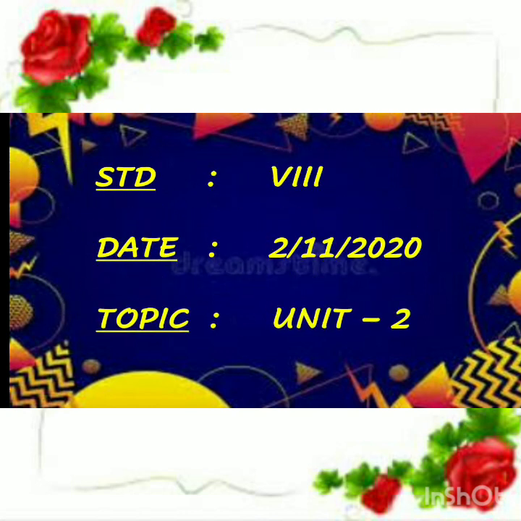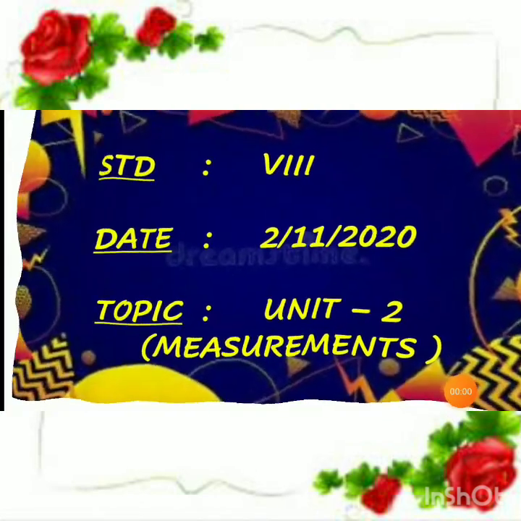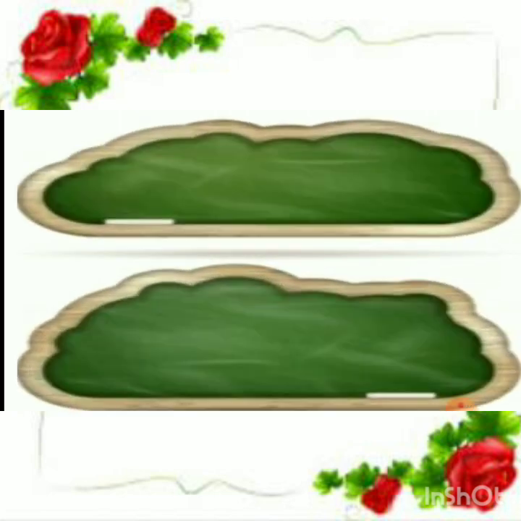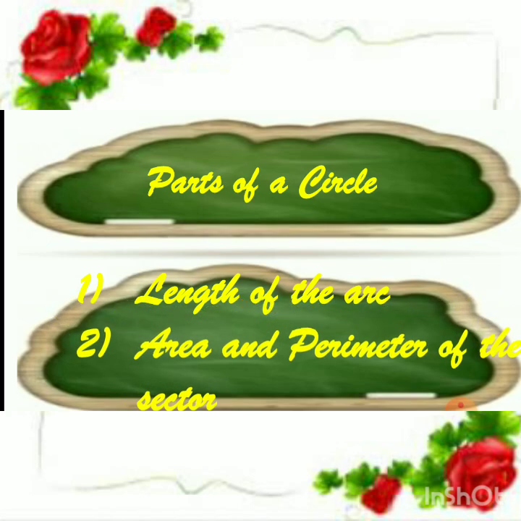Today we are going to see a new topic, Unit 2. Chapter name is Measurements. Already you have known about what is circle and how to find area and perimeter of the circle by using the formula. In today's class, we are going to learn about parts of a circle and by using the formula how to find length of the arc, area and perimeter of the sector.